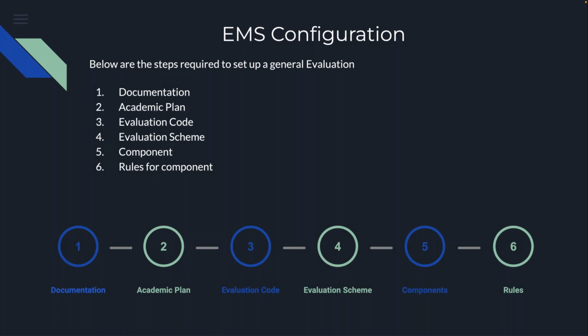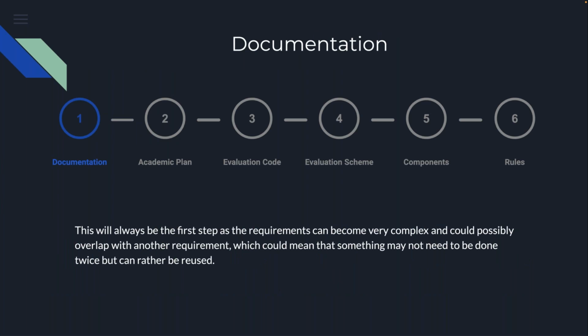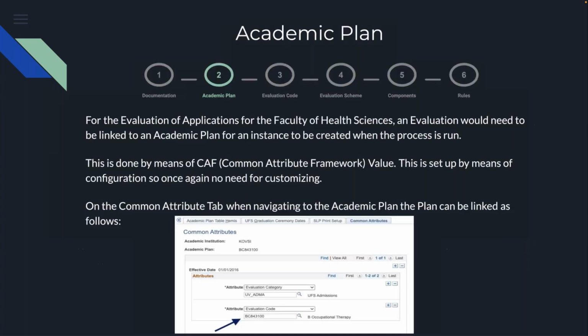I'm going to take you briefly through the configuration of EMS. So below are the steps that you would use to set up a general evaluation. So we start with documentation, once again, the most important part. Then we go to the academic plan, the evaluation code, the scheme, components, and rules. So we're going to go into each one of these steps now. So documentation, once again, very important. EMS can overlap with each other, and you would want documentation to make this simple for you.